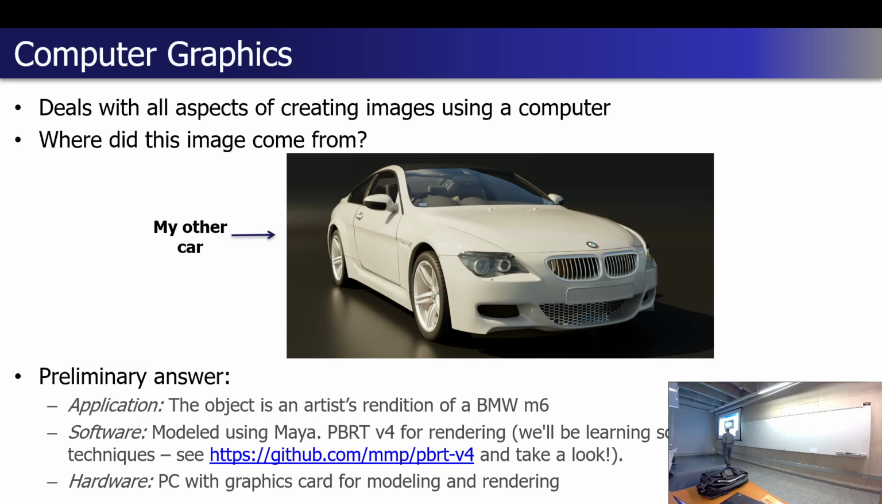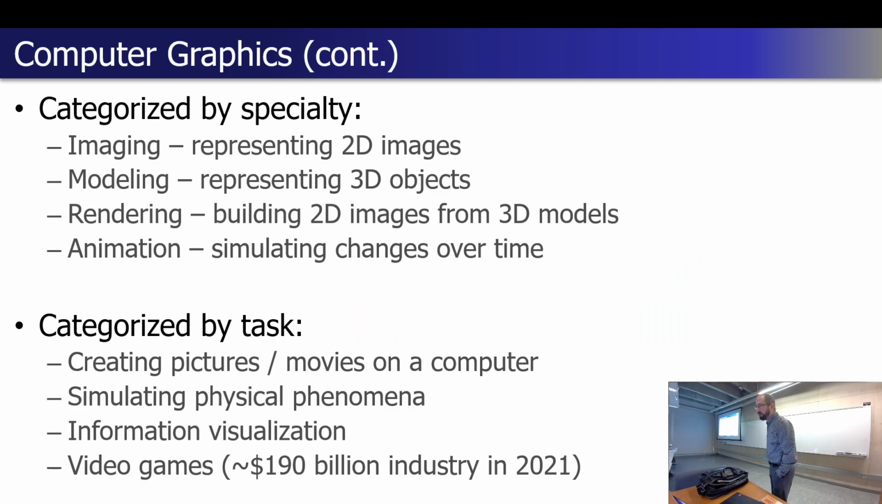The renderer used to render this image is called the physically based renderer. It uses some advanced techniques for more realistic rendering of 3D objects that we'll learn a little bit about as the semester goes on. I just provided that link there if you want to take a look at some pretty advanced computer graphics, open source code there. And in terms of the hardware, underneath the application, which is the rendering, the software, which is how it was rendered, and then the hardware, some sort of PC with some sort of graphics card for doing that modeling and rendering.